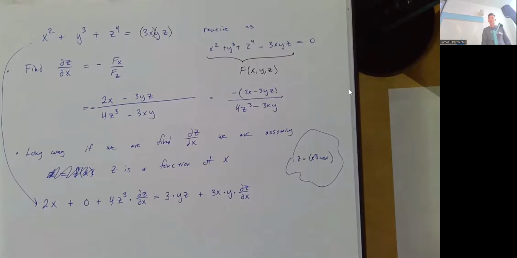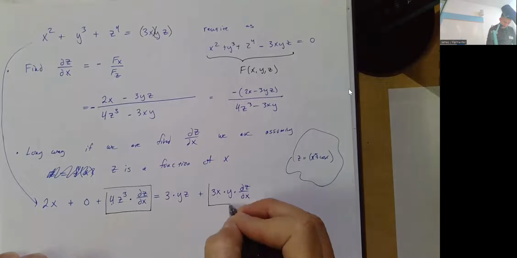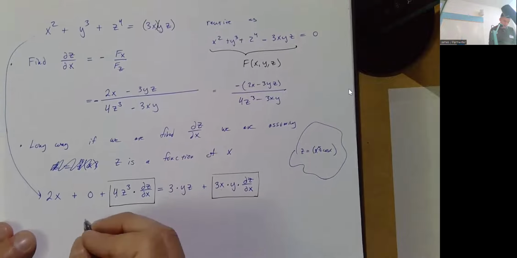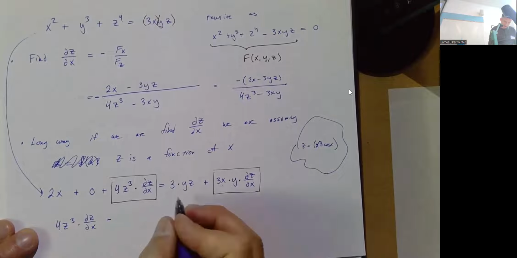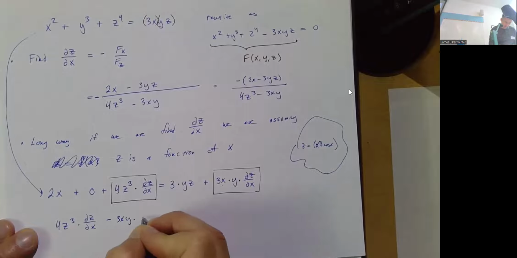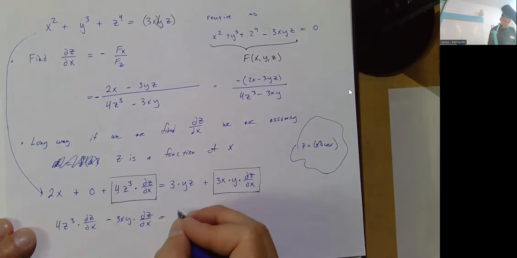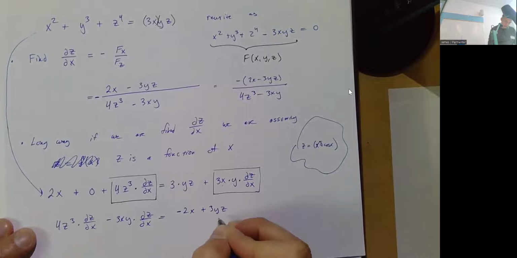And now we do all the algebra. So I'm going to try and solve for del z del x. I've got that term there and that term there that both have a del z del x. Let's bring all of those to the left. So I'm going to have 4z cubed times del z del x minus 3xy times del z del x equal to, subtracting 2x over there, negative 2x plus 3yz.